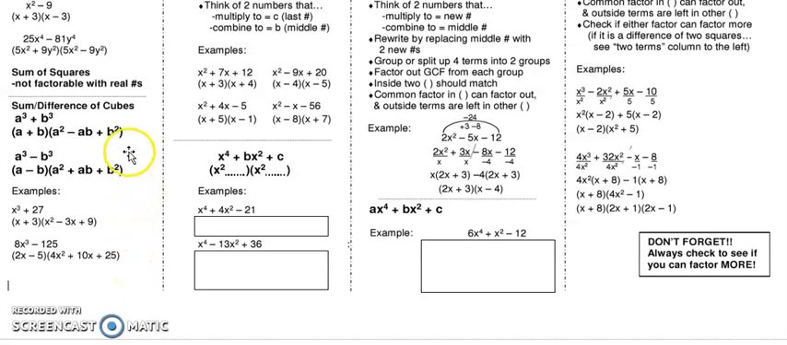This is going to be true all the time whenever you're doing a sum or difference of cubes. Once you have that trinomial inside the shortcut, it won't be able to be factored any further. You should try, but it won't be able to.